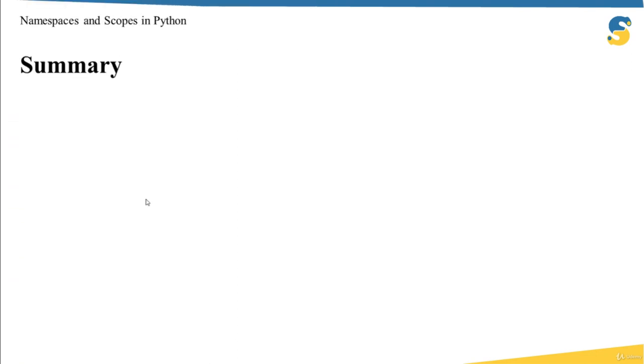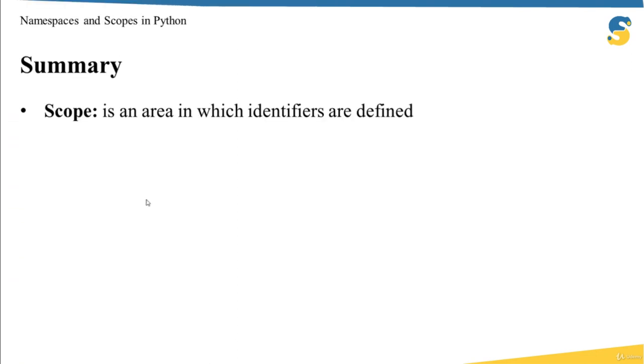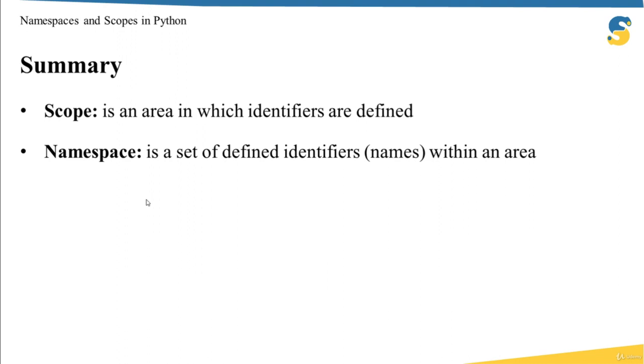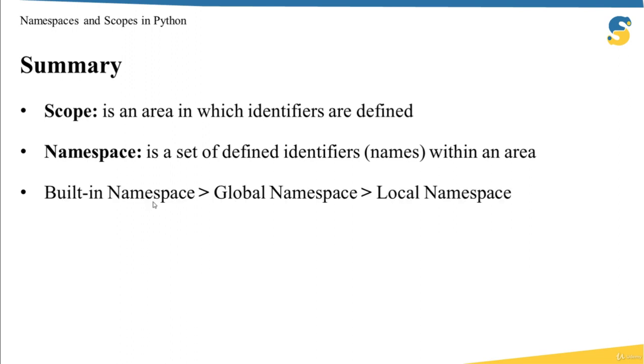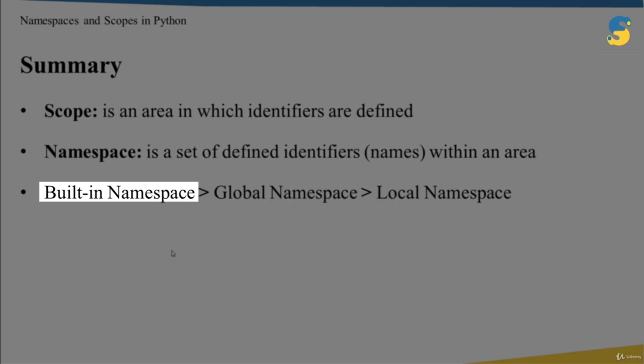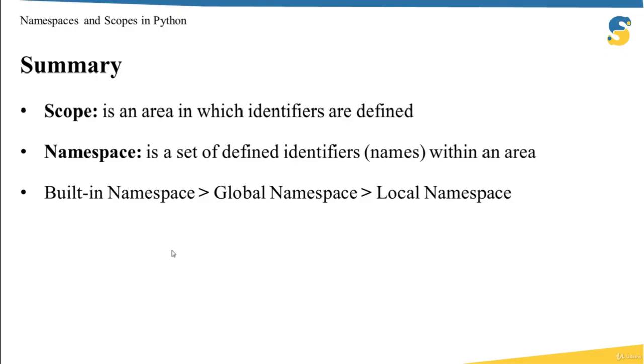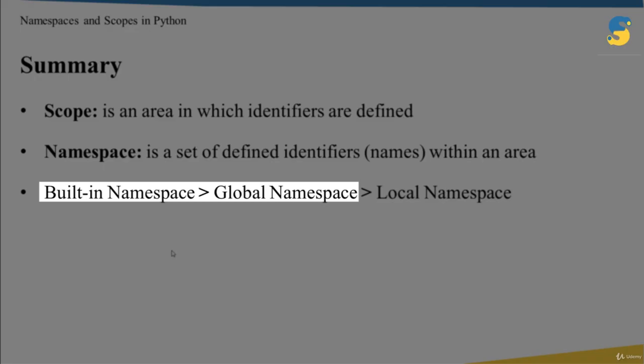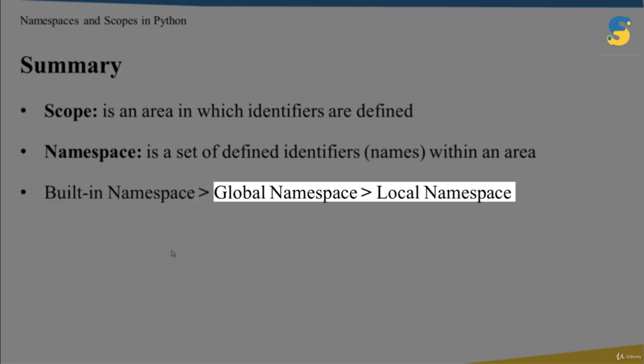Now let me summarize what we have learned in this lecture. First of all, scope has been defined, and we saw scope is an area in which identifiers are defined. After that, I defined namespace as a set of defined identifiers or names within an area. In Python, mainly we have three namespaces. We have built-in namespace, global namespace, and local namespace. And we saw that built-in namespace is larger than global namespace, which is larger than local namespace.